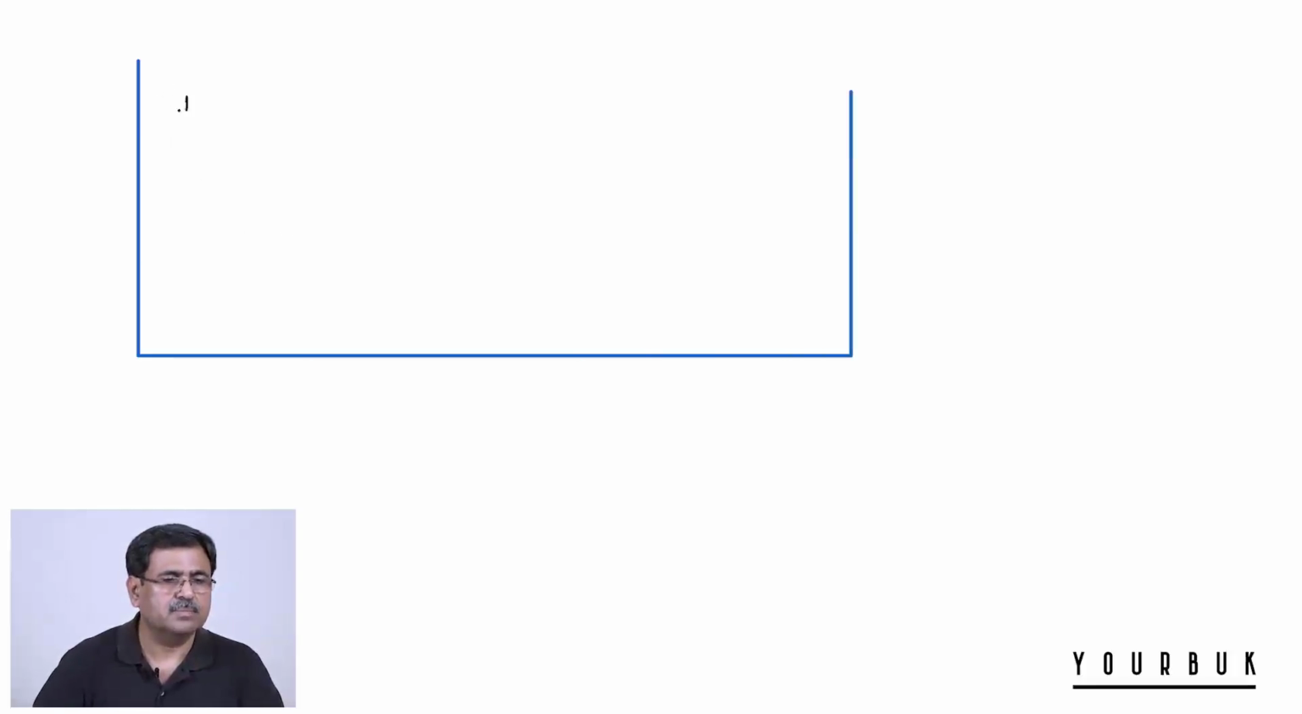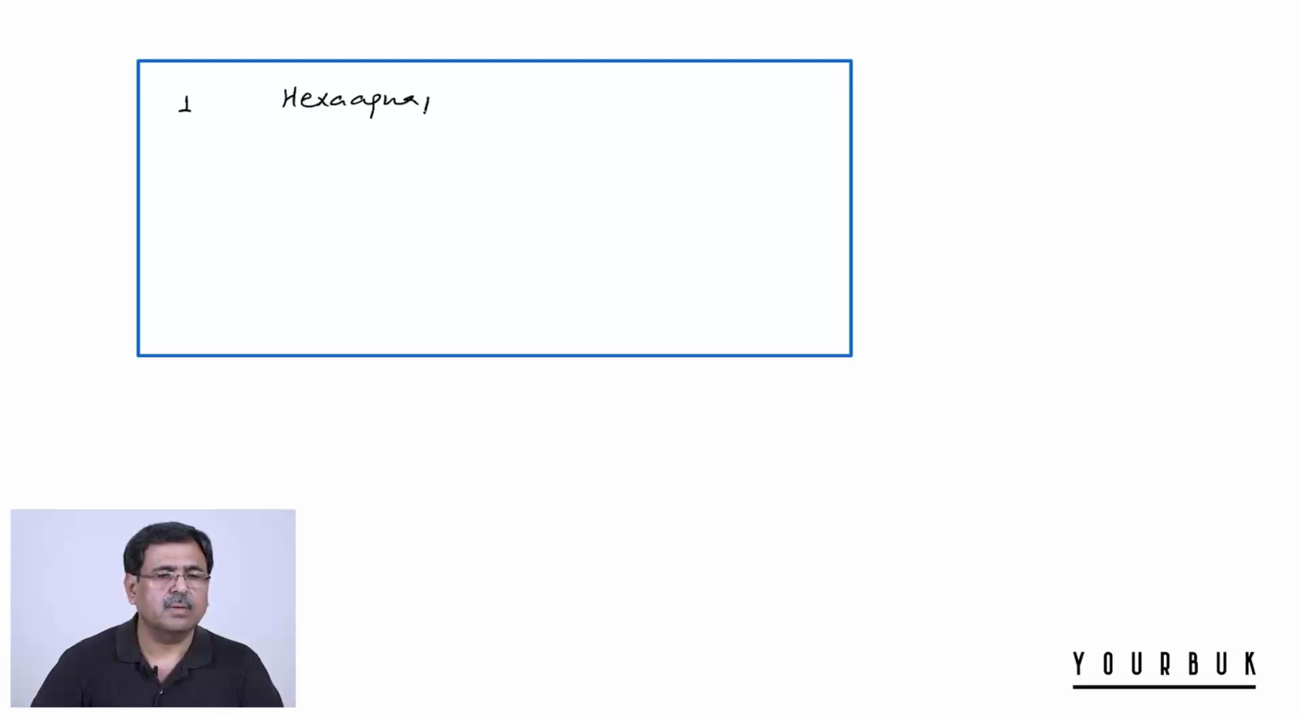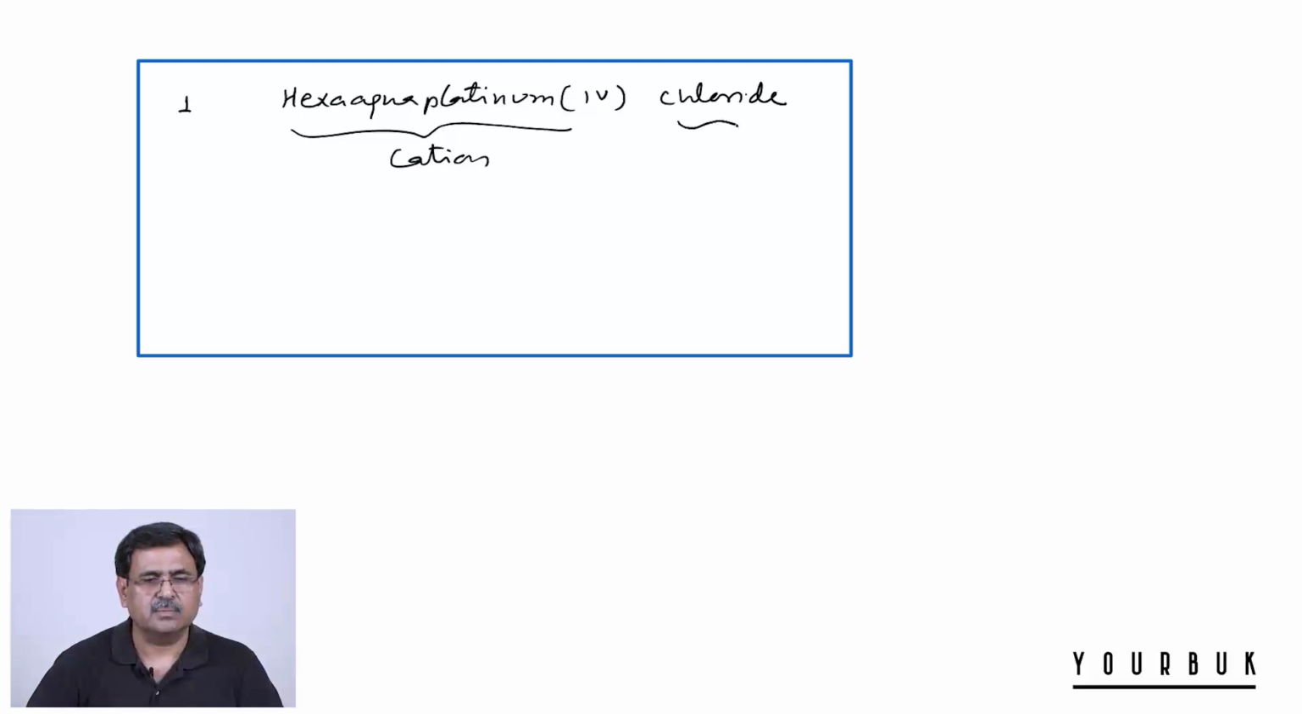Now this is the example given. First example is hexa aqua platinum 4 chloride. Suppose this is the example given. Now we first write the cationic part. It's a hexa aqua platinum. So this is our cationic part, and chloride is the anionic part.